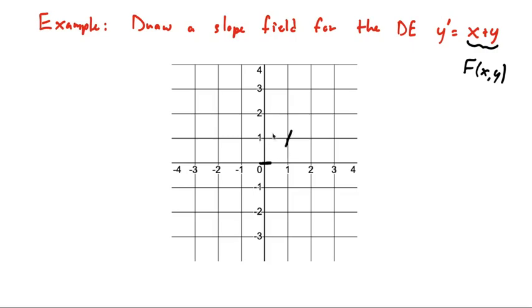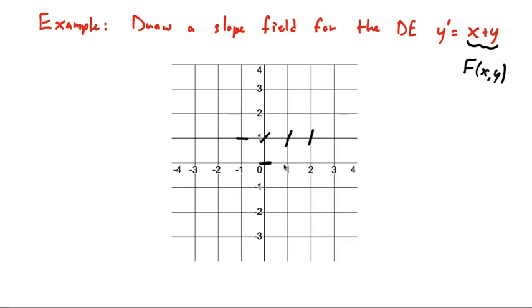At (0, 1), we plug in 0 and 1 for x and y. 0 plus 1 is 1, so we sketch a short line segment having a slope of 1. We do the same thing for any number of points that we choose in the plane until we have a picture of this slope field. We could take some more sample points here. If we take x equals negative 1, y equals 1, we get 0. If we take x equals 2, y equals 1, we have 1 plus 2 is 3. And we can imagine generating many more of these sample line segments.